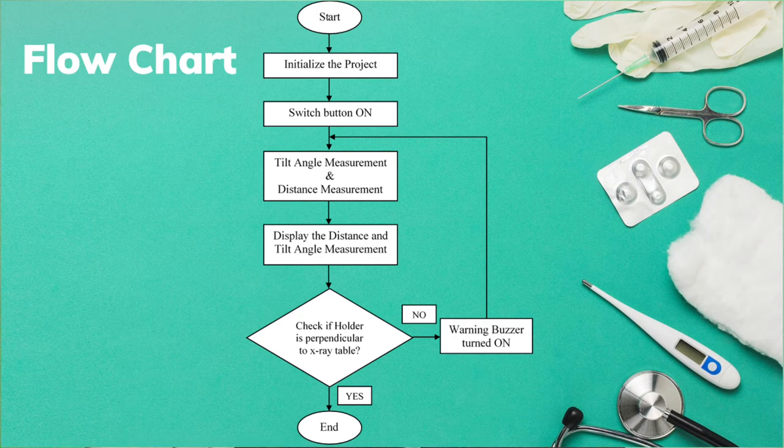If the holder and the X-ray cassette is not perpendicular or is not in the expected angle, the buzzer will trigger a warning to the radiographer, and the radiographer will have to adjust the tilt angle until it is perpendicular to the X-ray table.